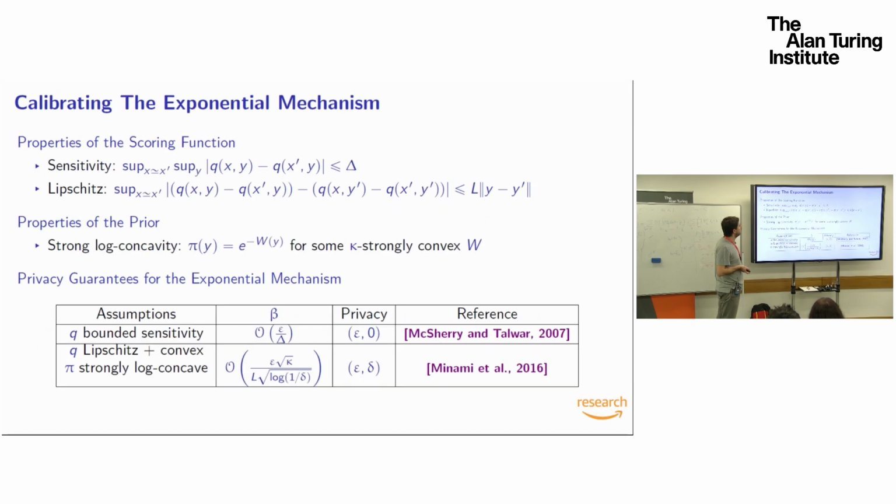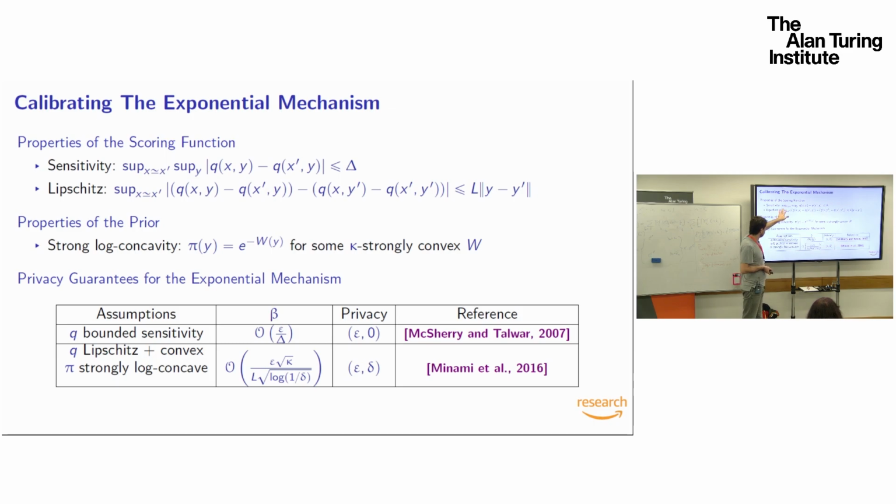So what are the guarantees of the exponential mechanism? How do we calibrate the noise? There's one calibration that is very easy, which was in this 2007 paper by McSherry and Talwar, which gives you epsilon DP, and basically says you need to take beta to be epsilon over delta, where this delta is the sensitivity of Q.